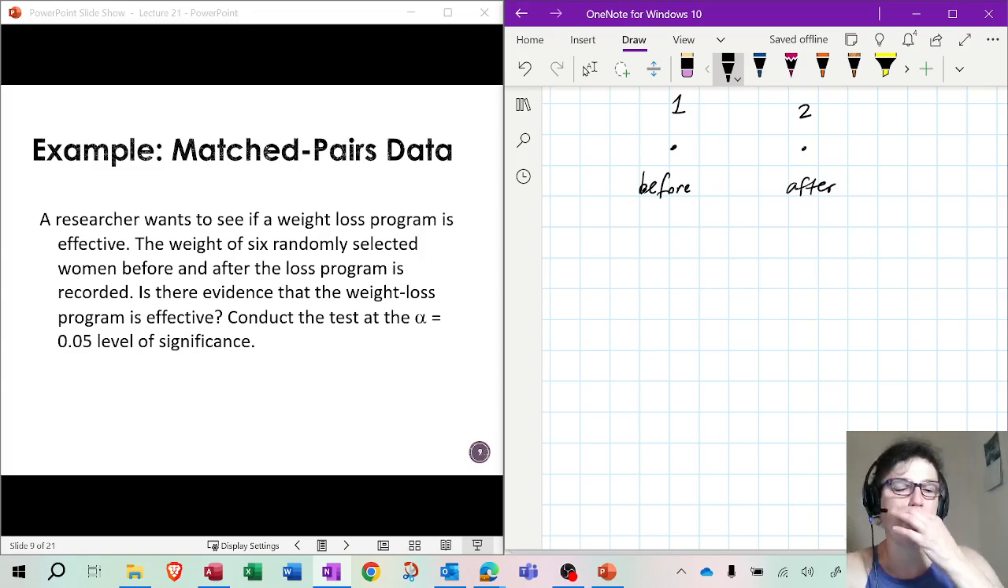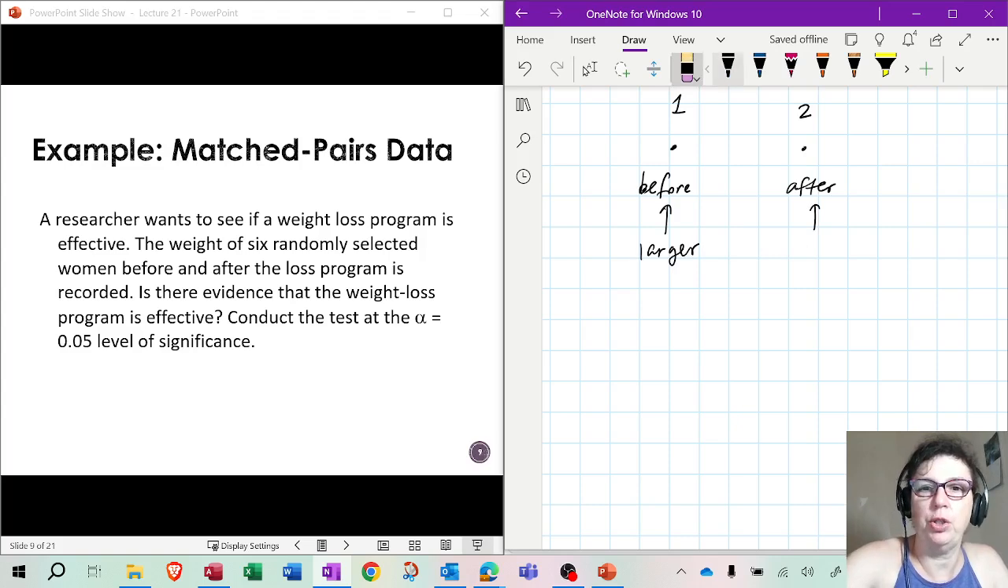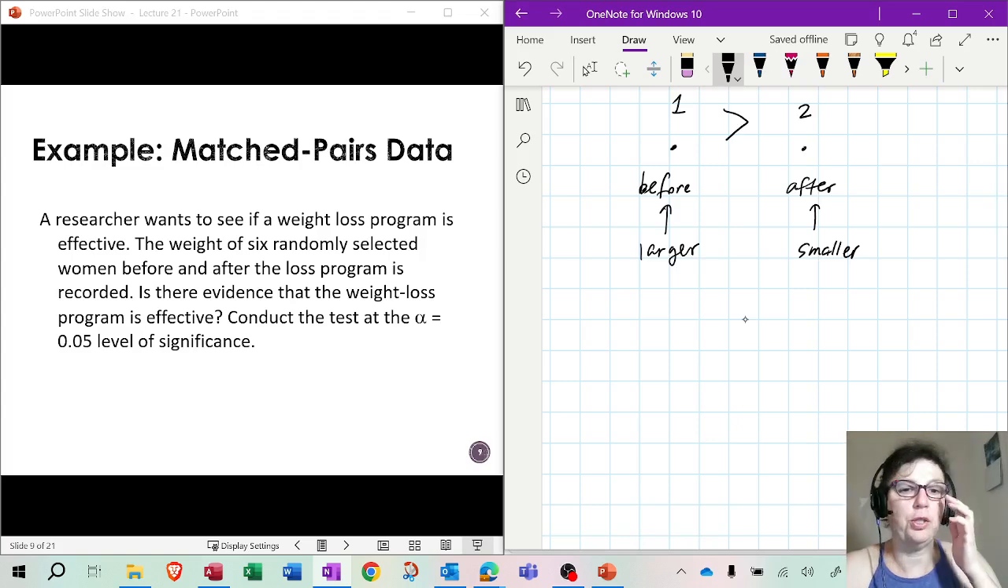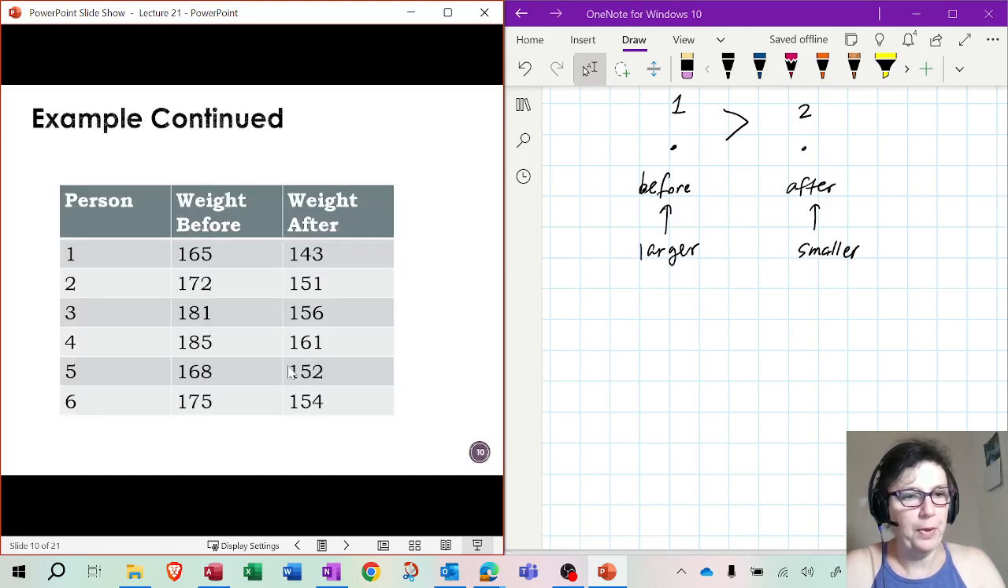And we already talked about the fact that if a weight loss program worked, that means the weight before should be larger than the weight after, right? Because the individual lost weight. Okay, so this should be smaller. And that means that this is going to be a right tail test because you always go from smaller and open it towards the larger one. All right, so let's take a look at how to actually conduct the test.